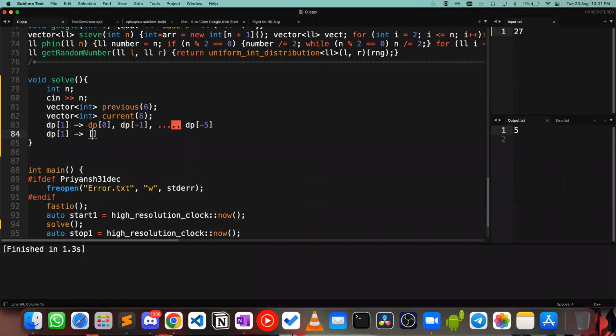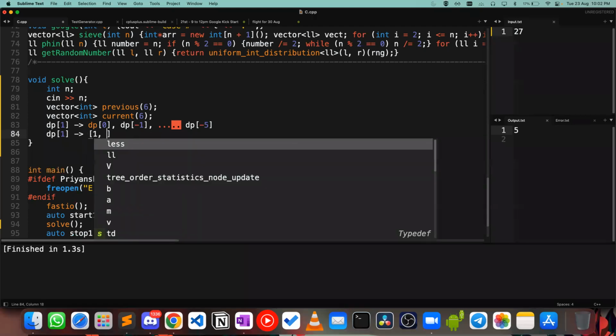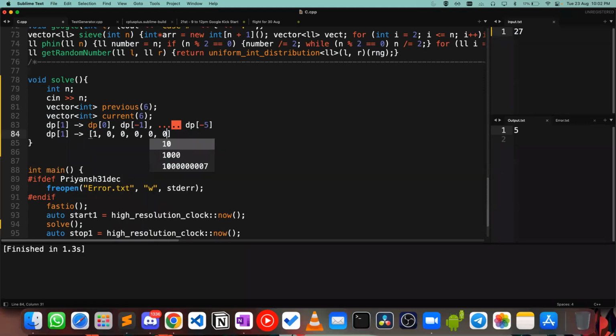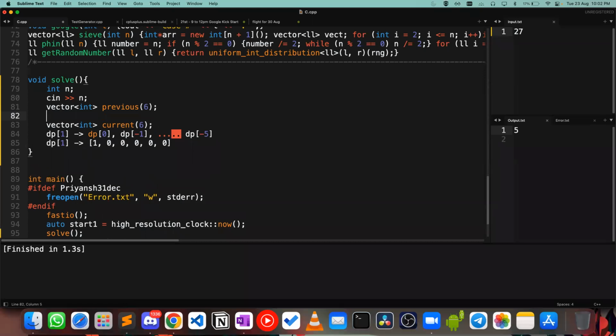At 0, what do I have? At 0, I have 1. There is just one way to construct the value 0. Is there a way to construct value -1? No. Is there a way to construct the other values? No. But the actual array would not look like this. The previous array would look like 0, 0, 0, 0, 0, 1. This is how the previous array would look like, right? Because these are in increasing order.